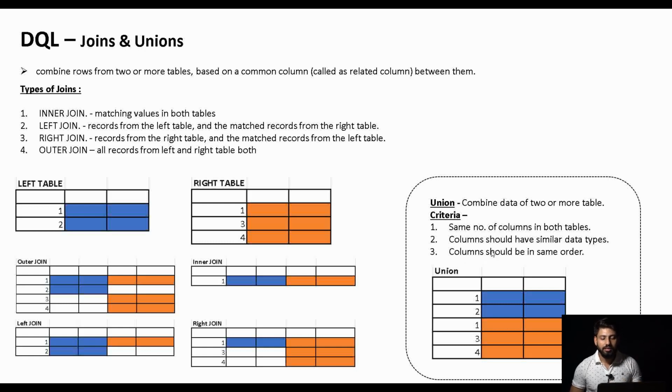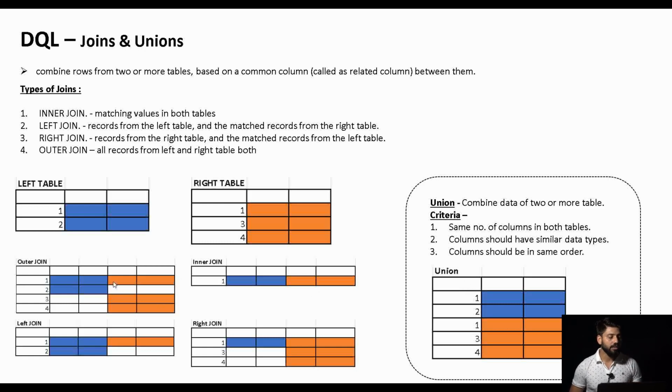After that, it should be in the same order. If you change the order, then it will not run, that means union will not happen. So when all these criteria are met, then when you union it, you will get all the rows in the left table and all the rows in the right table, one above the other. So it is in stack form.